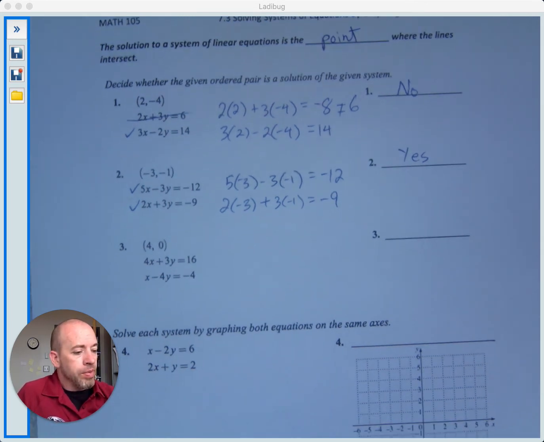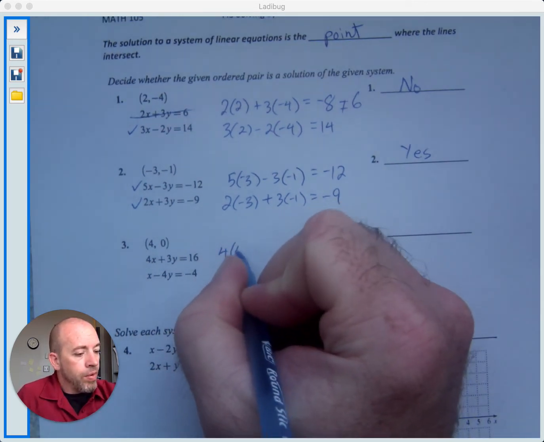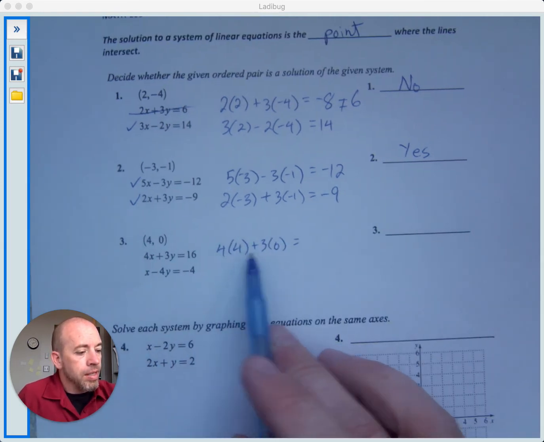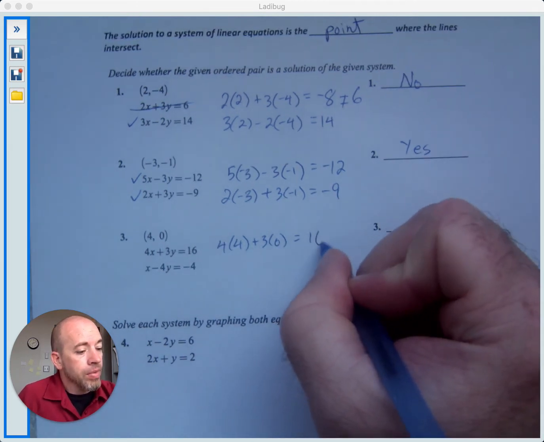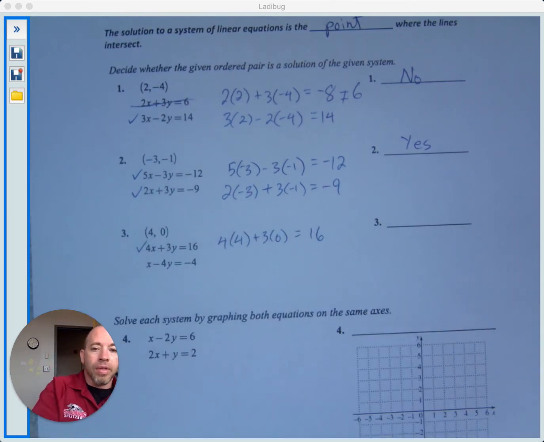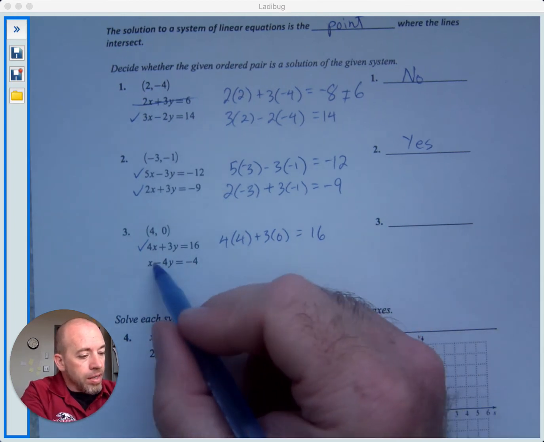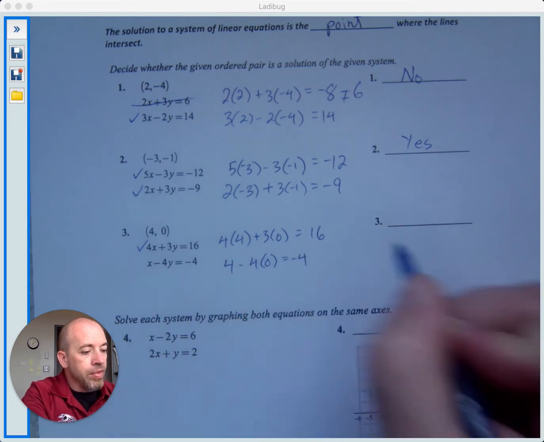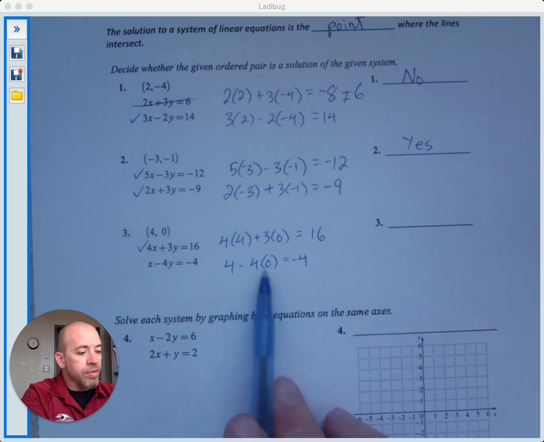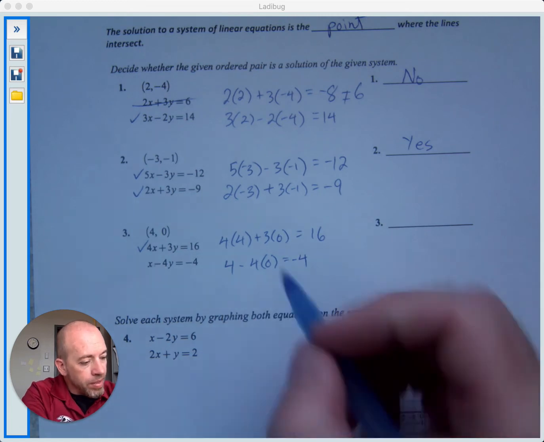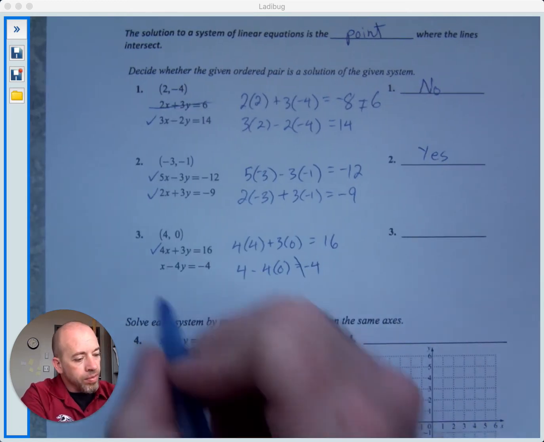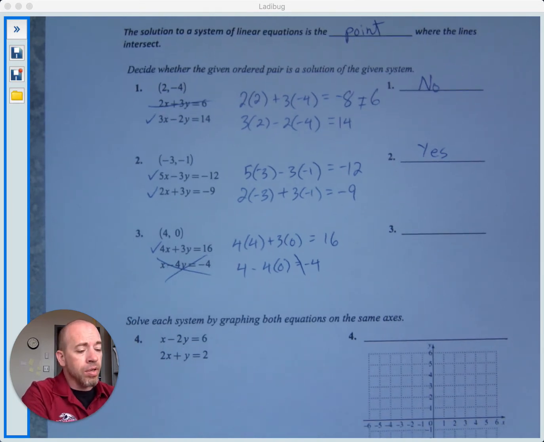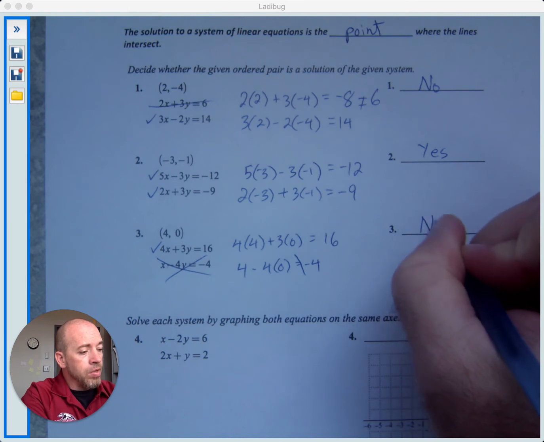Now let's try the last one here. So we have 4 times 4 plus 3 times 0. Well, that's pretty easy. 4 times 4 is 16. 3 times 0 is 0, so that is 16. Works in the first one. Let's try the next one. x is 4 minus 4 times 0 equals -4. Is that true? Well, 4 times 0 is 0, right? 4, nope, does not equal -4. So, no for that one. If it doesn't work in one of them, it's not a solution to the whole system. So the answer would be no here again.